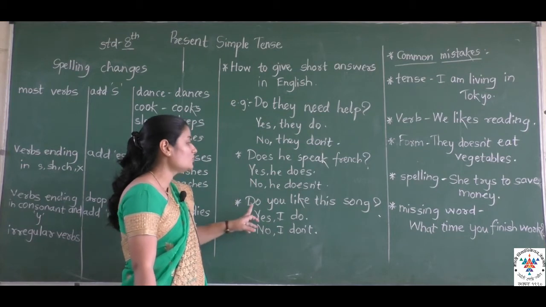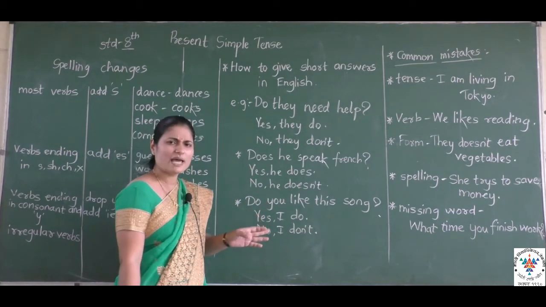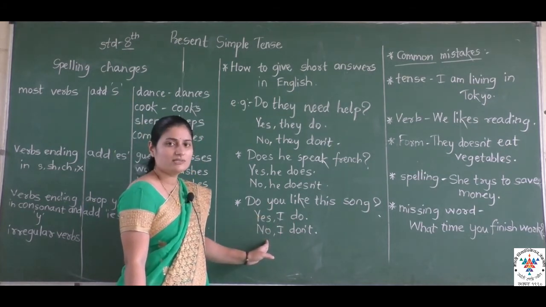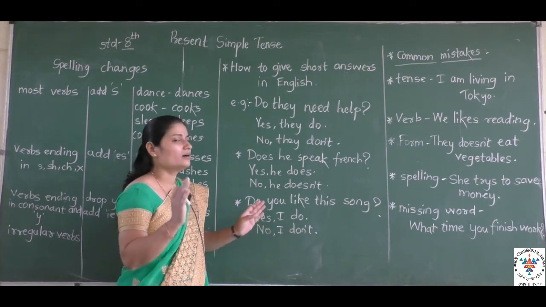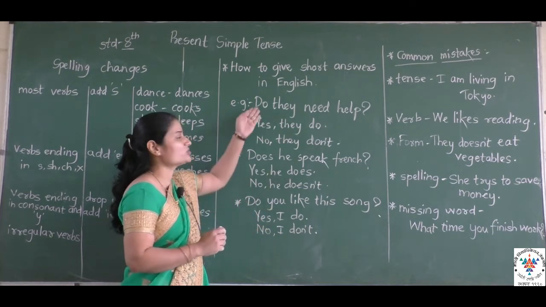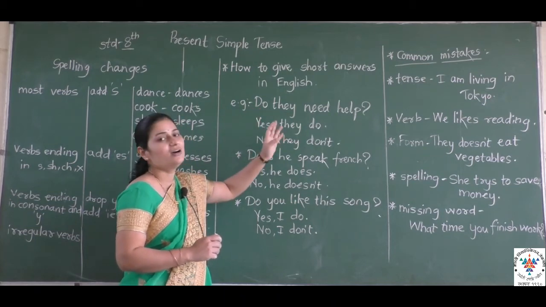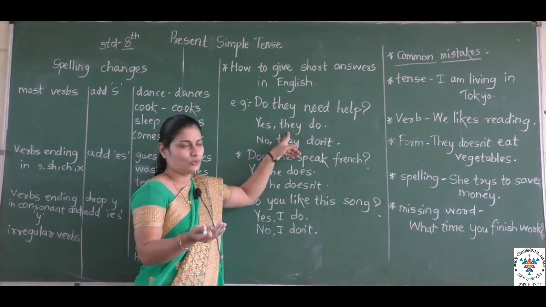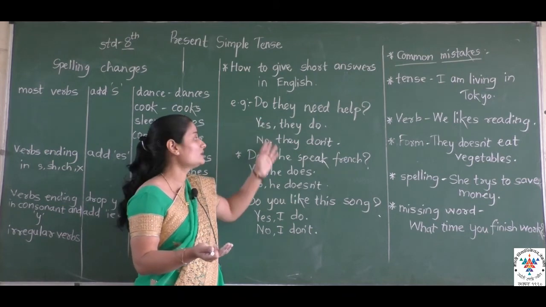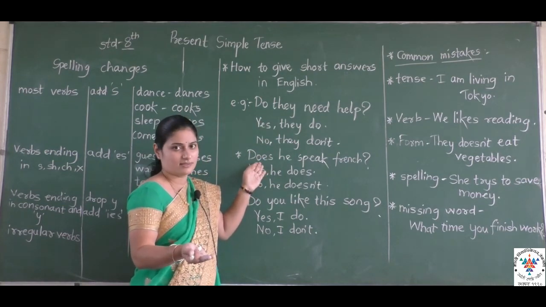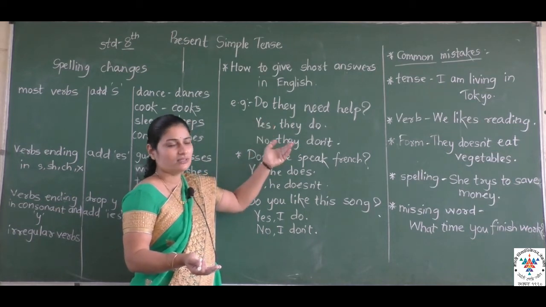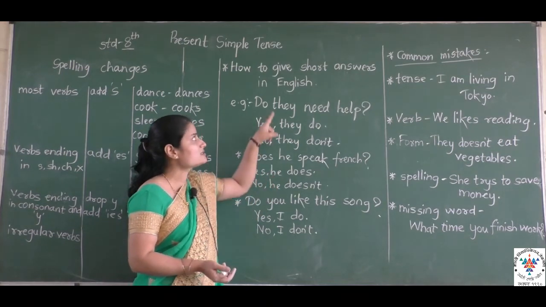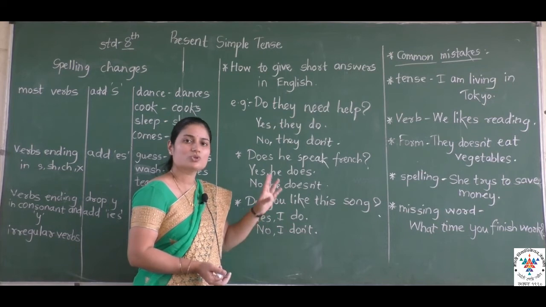Okay. Next, do you like this song? Yes, I do. No, I don't. The simple way of remembering this is, whenever the question starts with do, you should use do in your answer. If the sentence is affirmative, I do or you do. If the question starts with does, you should use does in your answer. If you are making it negative, don't. If you are making does negative, you should say does not, or doesn't. So these are the short answers.